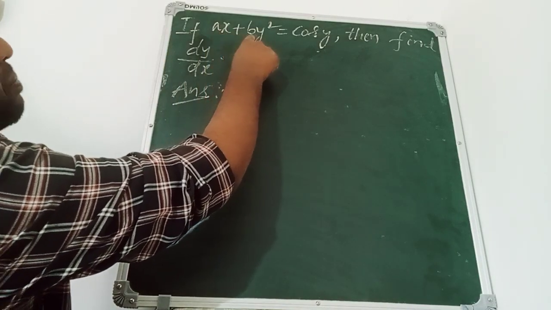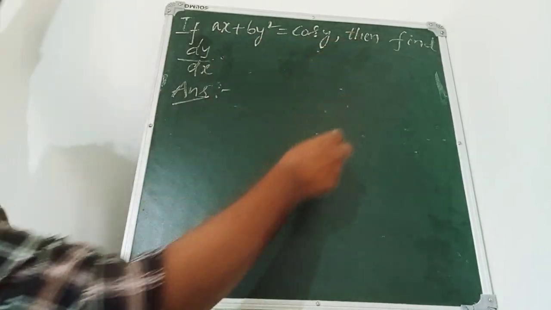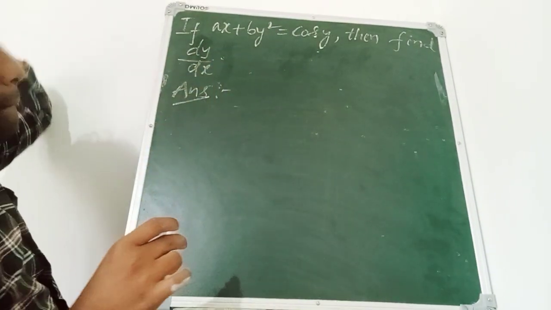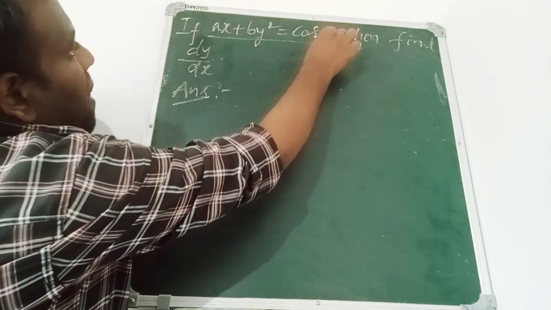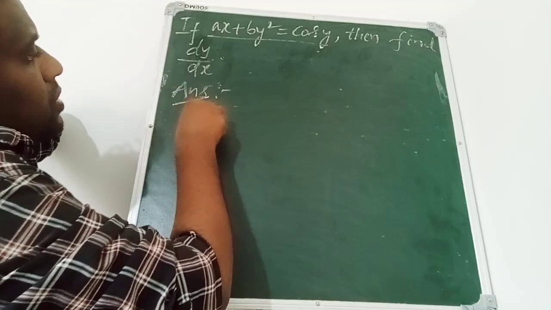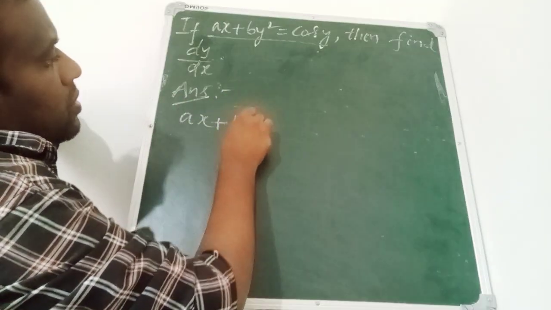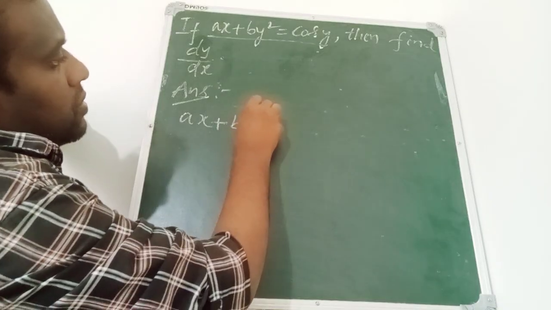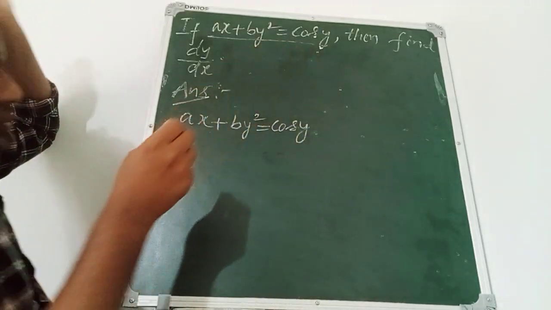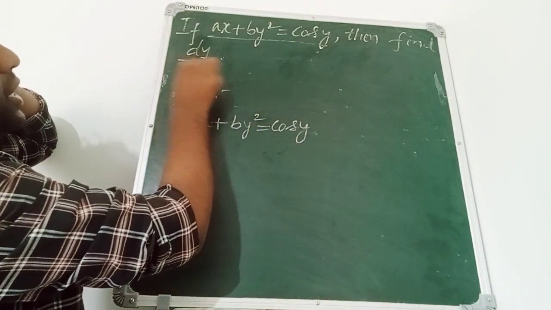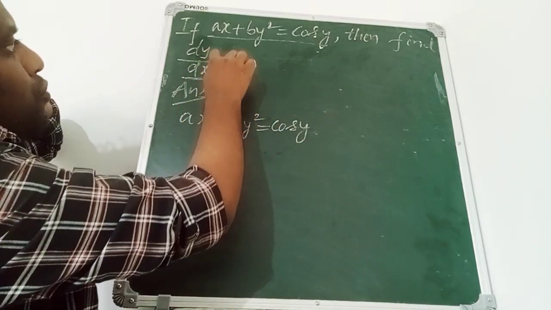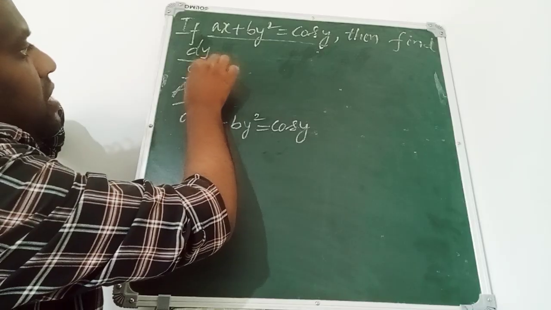If ax plus by square is equal to cos y, then find dy by dx. So first take the given equation here: ax plus by square is equal to cos y. So we have to find dy by dx. dy by dx means differentiation of y with respect to x.